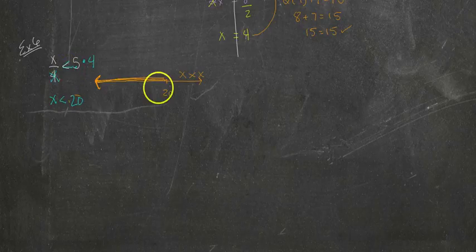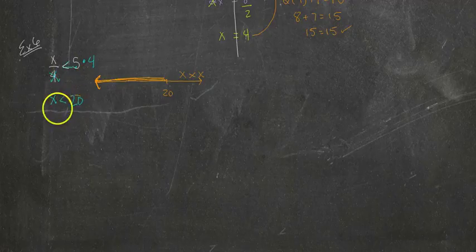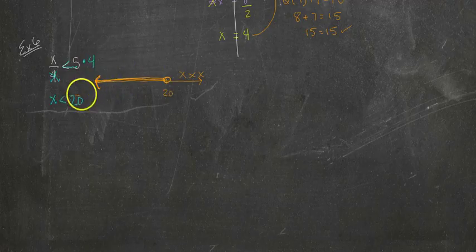And if 20 is included, then I would just color a dot and it would be a solution. But 20 is not included because it's strictly less than, not equal to. X values have to be less than 20. They're not allowed to equal 20, so I'm going to put an open dot. That means when I check this, I have to choose one of the values below 20.